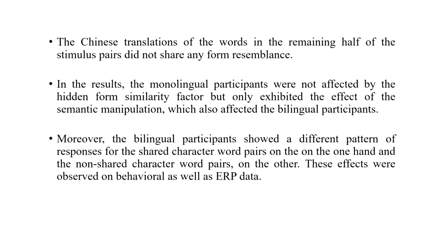The Chinese translations of the remaining half of the stimulus pairs did not share any form resemblance. In the results, the monolingual participants were not really affected by the hidden form similarity factor, because obviously they were unaware of the orthographic overlap in the word pairs, but they only exhibited the effect of semantic manipulation, which is as expected. However, the bilingual participants showed a different pattern of responses for the shared character word pairs on the one hand and the non-shared character word pairs on the other.